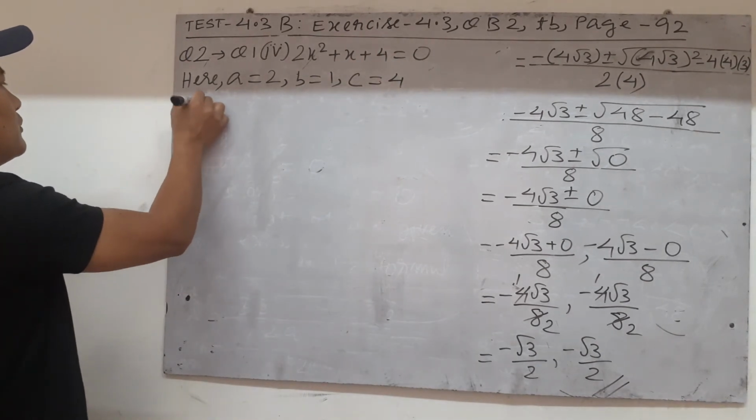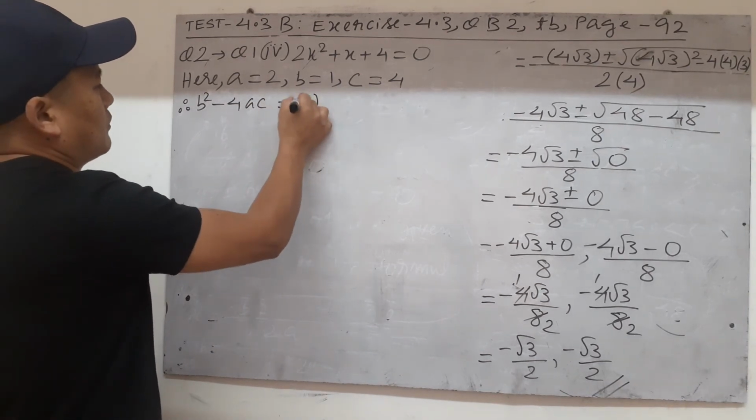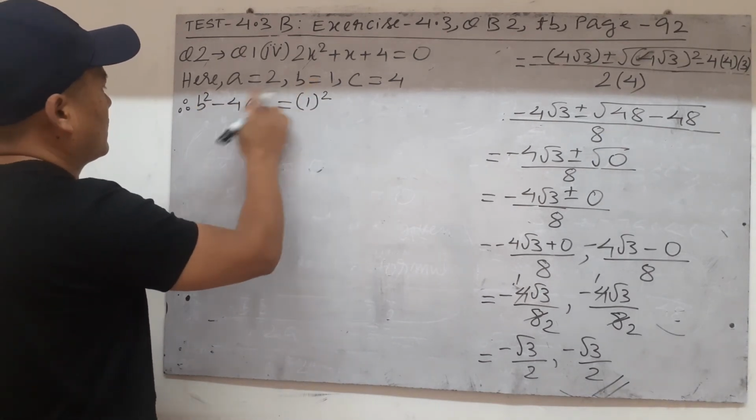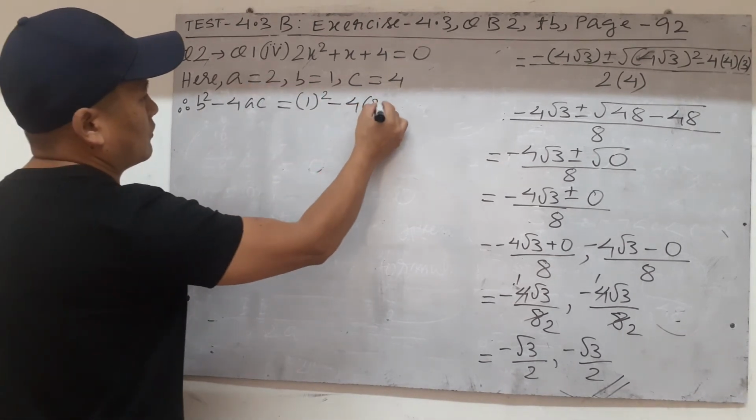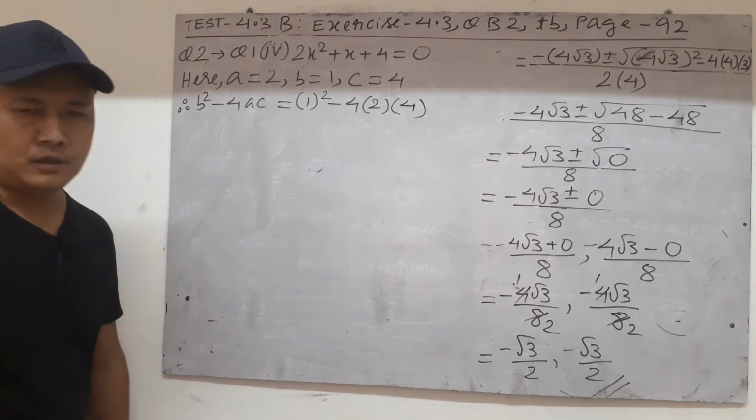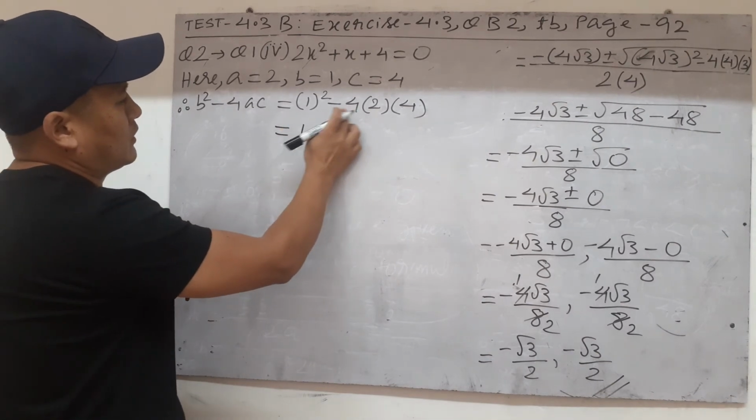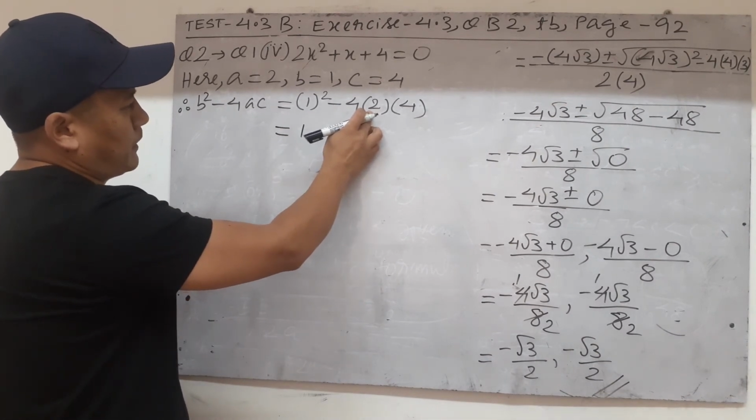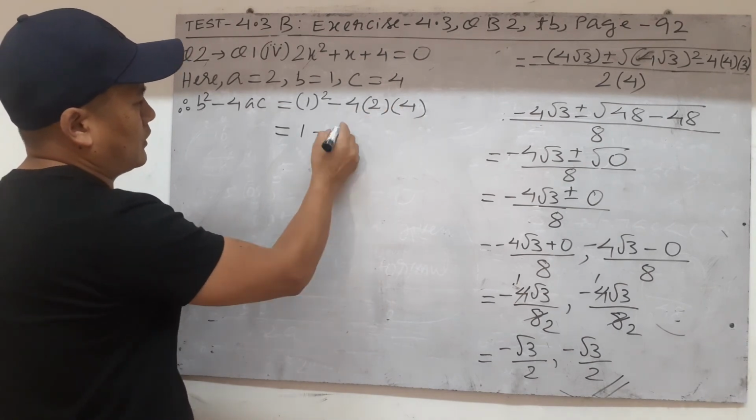So as we have been doing previously, b square minus 4ac is what we find out first. B, as you can see here, is 1, so 1 square minus 4 into a, so a is here 2, into c, so c is here 4. Do it carefully. So here that will give you 1 1s are 1, minus and a plus, minus, so it will be minus. 4 2s are 8, 8 4s are 32.